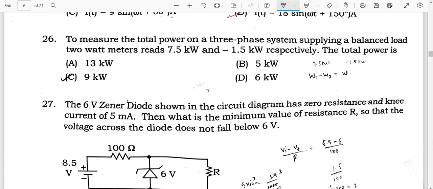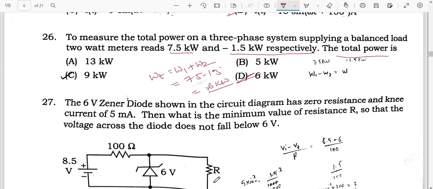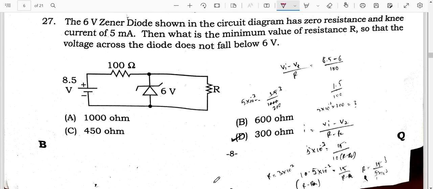Next one: to measure the total power on a three-phase system supplying a balanced load, two wattmeters read 7.5 kilowatts and minus 1.5 kilowatts respectively. The total power is a combination of wattmeter reading 1 and wattmeter reading 2, so it is 7.5 minus 1.5, which is equal to 6 kilowatts. The answer is D here.